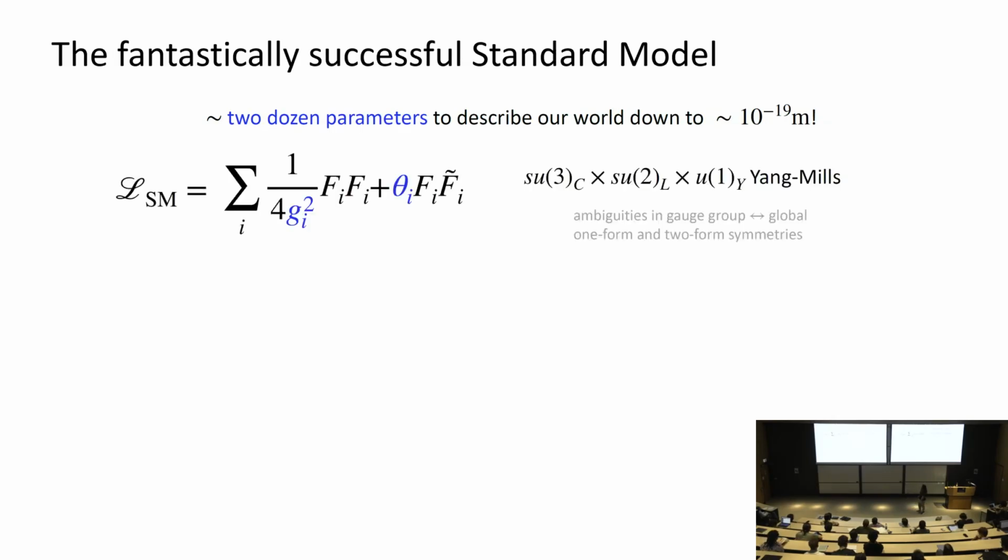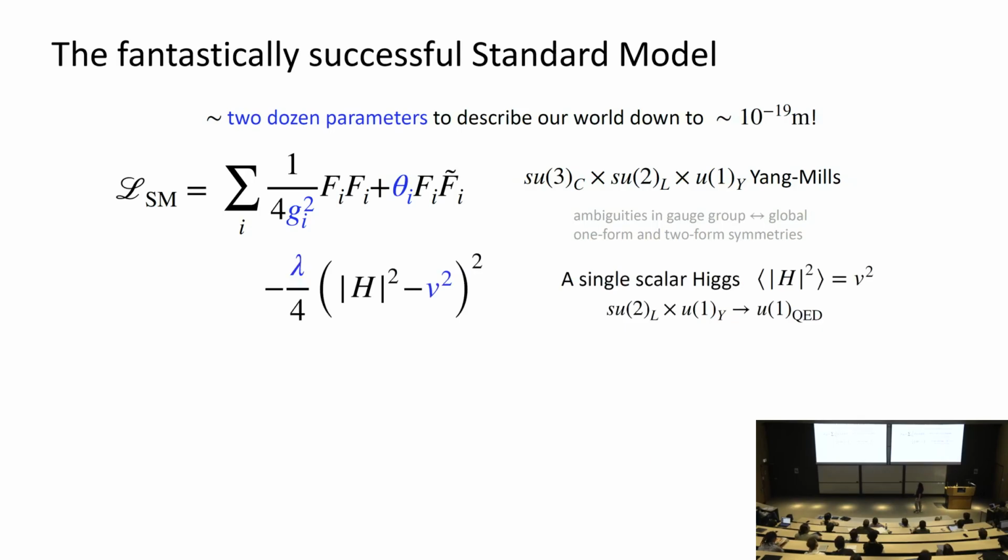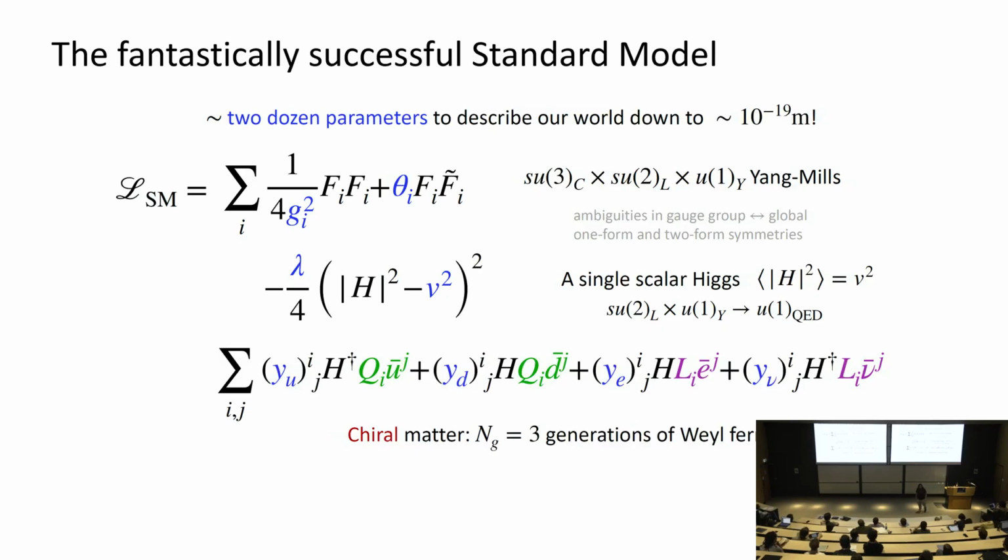So the standard model is a Yang-Mills theory. We really only know the Lie algebra, SU(3) × SU(2) × U(1). We have a single scalar Higgs boson that condenses and spontaneously breaks the electroweak part of the gauge group down to electromagnetism. And we have chiral matter with 3 generations of these Weyl fermions that only get their masses through their Yukawa couplings to the Higgs boson. I've color-coded the quarks in green and the leptons in purple, both left and right of each. I've included the right-handed neutrino.